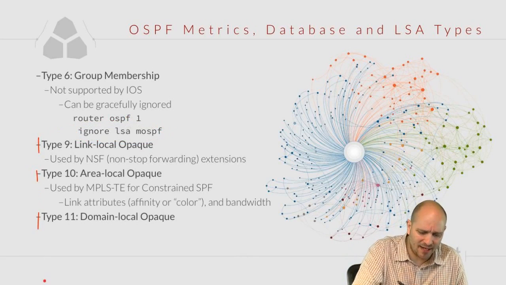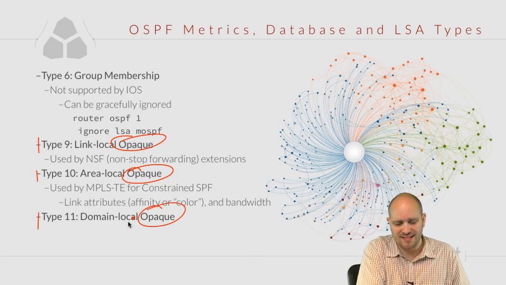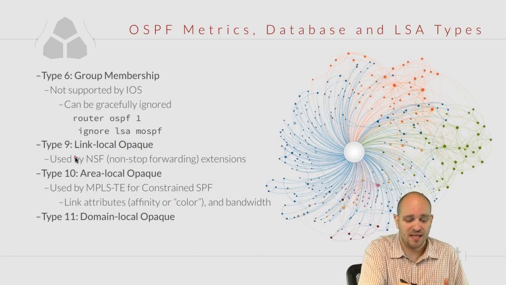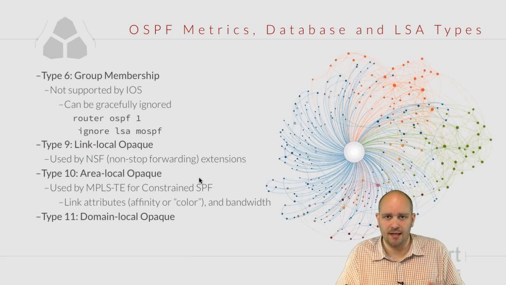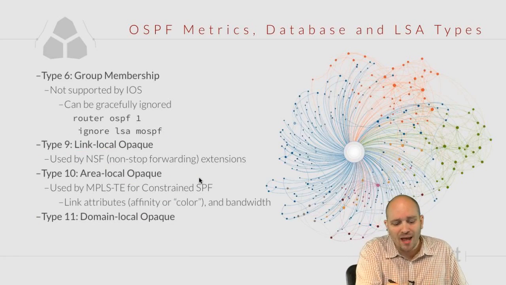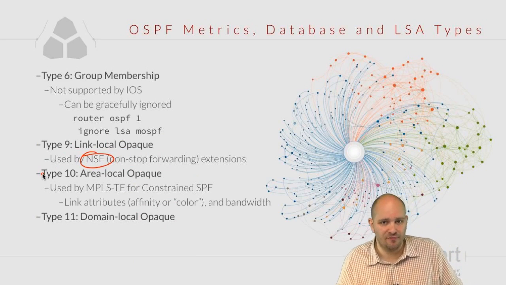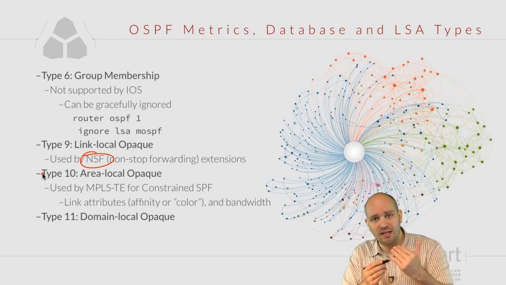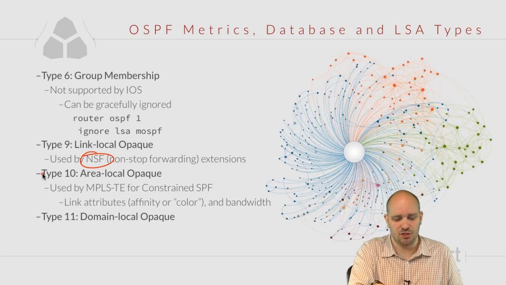Type 9, type 10, and type 11 are so-called opaque LSAs, and they're different because of their different flooding scopes. The flooding scope of type 9 is a single link, and this is not widely used in OSPF version 2. It is used by extensions provided by the NSF infrastructure, the non-stop forwarding infrastructure, to communicate between routers that actually support these NSF extensions.